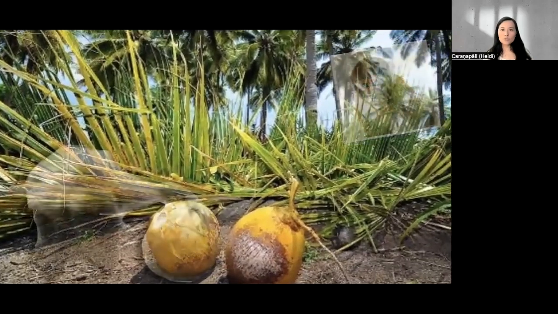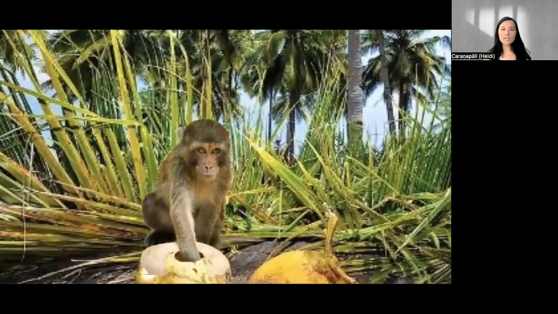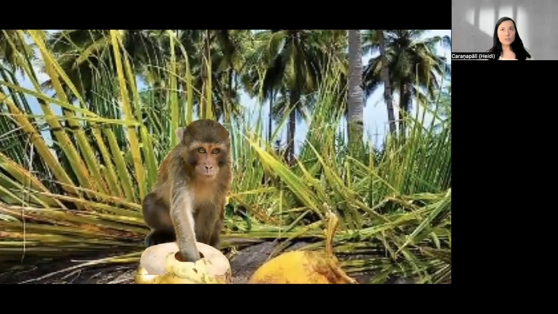And what does the monkey do? They leave the coconut there, and the monkey will come and examine the coconut, and find that there are sweets inside. The hole is just good enough for the monkey to put their hand inside, and then they grab all the candies and the sweets inside, right?